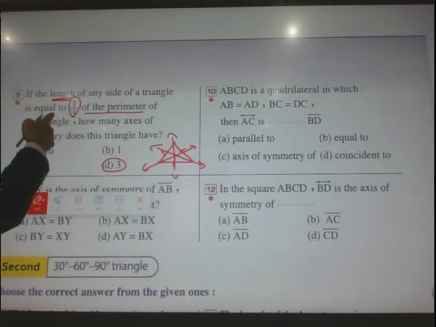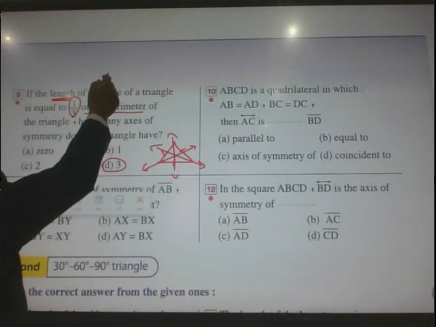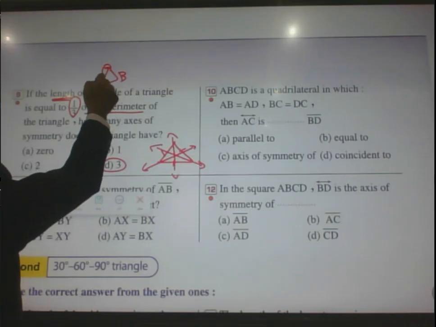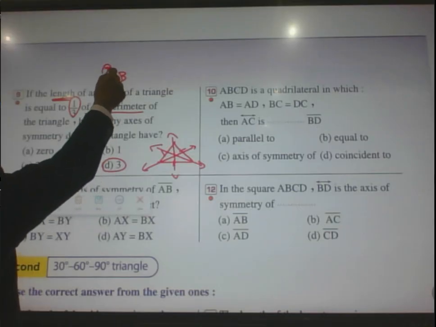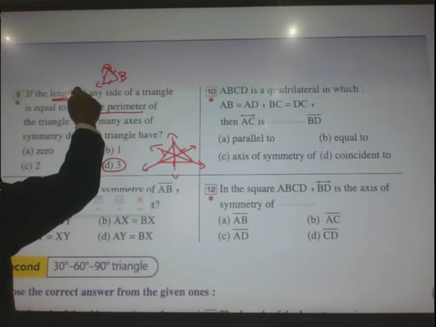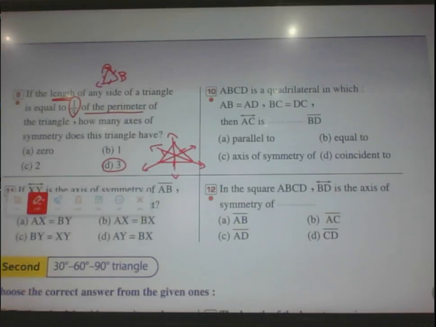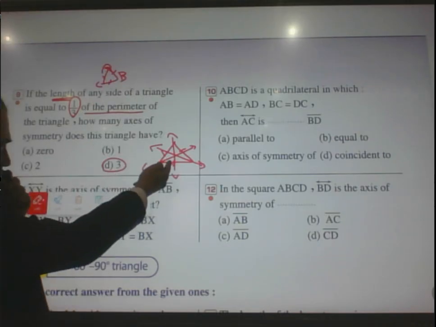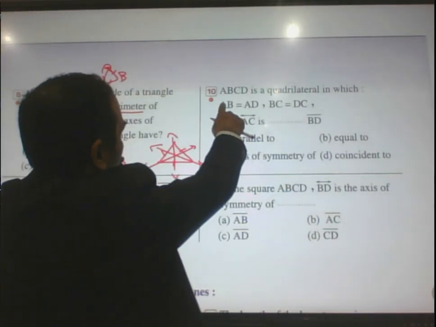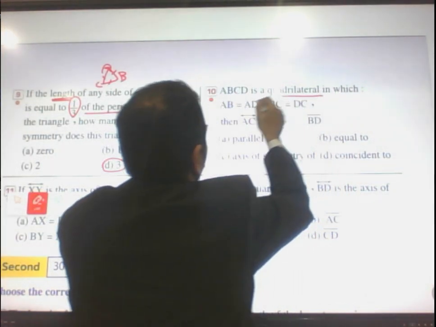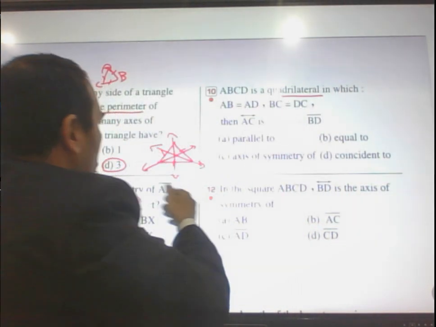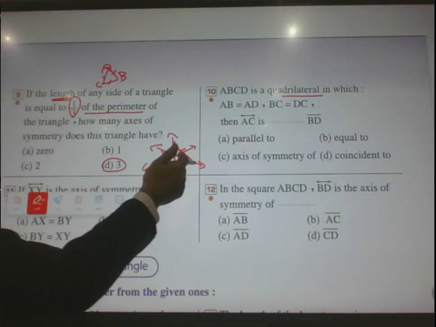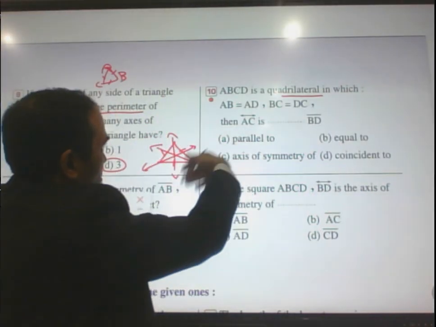Okay, understood this example. He asked about any side, like this triangle ABC. The ratio will be 1 to 1 to 1, the ratio 1 to 3, because all sides are equal. Then we have three axes of symmetry. Now we have here a quadrilateral ABCD in which AB equals AD and BC equals BD. Then you want the relation between AC and BD.